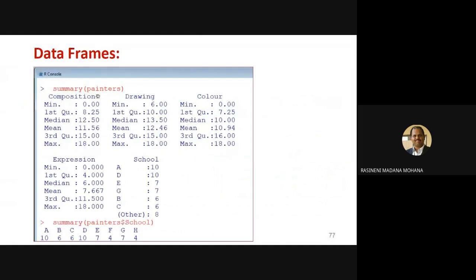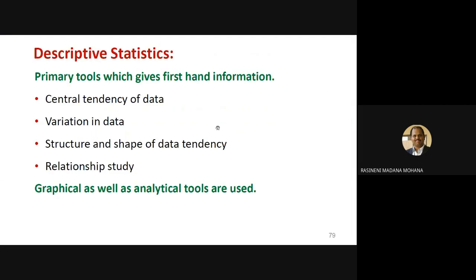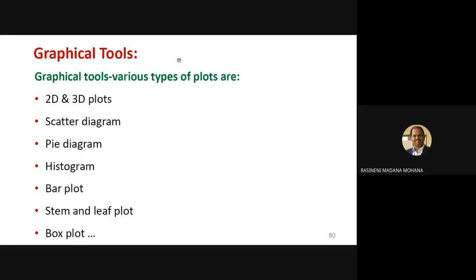Okay, now we'll move to our next concept, statistical functions. Very important. Here, first we'll see some introduction, some frequencies and partition value concepts. The primary tools which give first-hand information are: central tendency of data, variation in data, structure and shape of data, relationship study, as well as graphical and analytical tools. These are some of the tools for descriptive statistics.